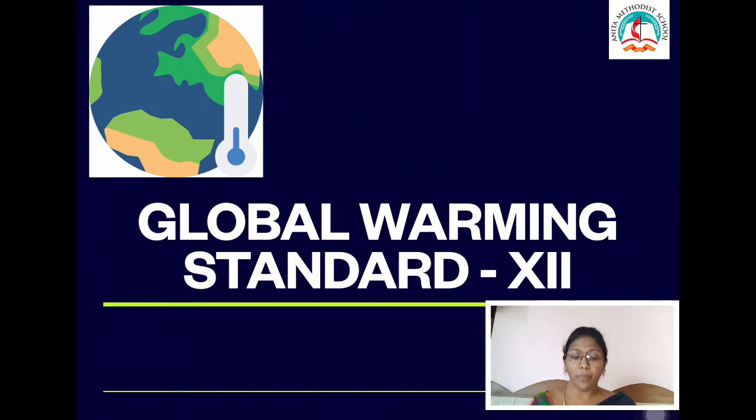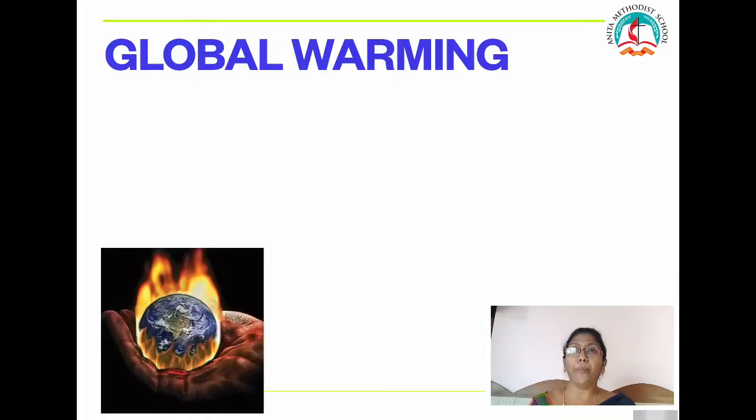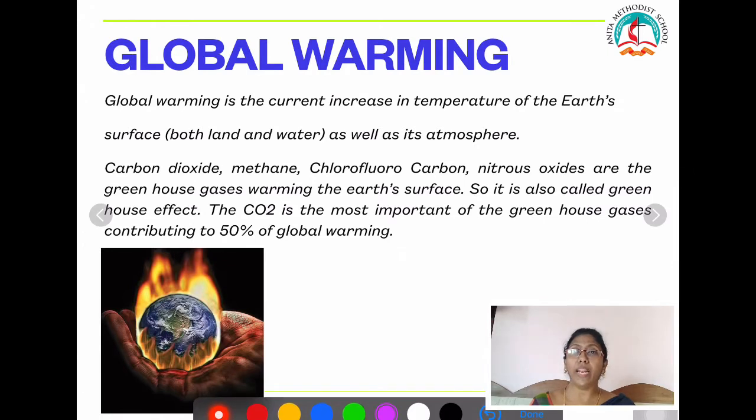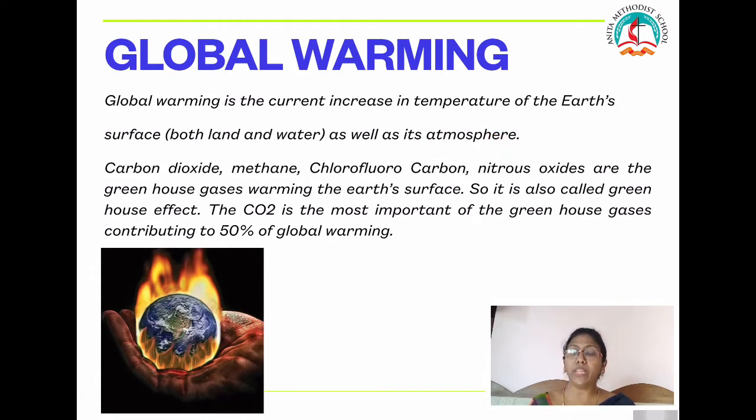What is global warming? Global warming is the current increase in the temperature of the Earth's surface, both land and water, as well as its atmosphere. We can see global warming adversely affects agriculture, horticulture and ecosystem. Reduced rainfall, higher temperature and increased pest or weed growth hamper farming.